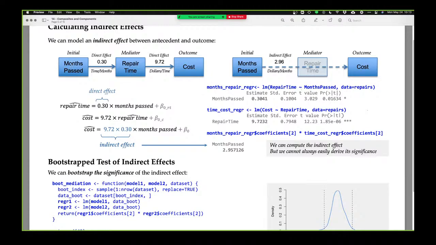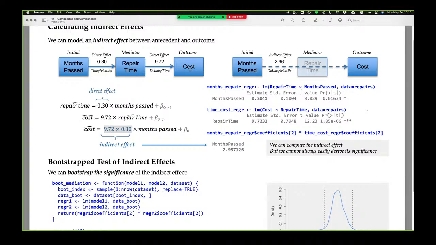But how do we now tell a story about how months past affects cost? Well, there's an interesting thing we can do. We can find the indirect relationship of how months affects cost through the repair time, by actually multiplying these two paths together. When I multiply this coefficient by this coefficient, it tells me the indirect effect of months past to cost. All right? And let me say this in two different ways.